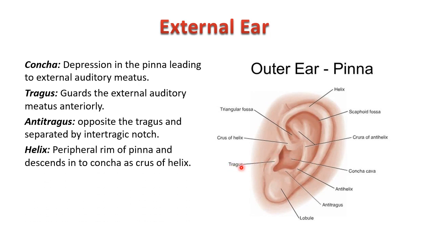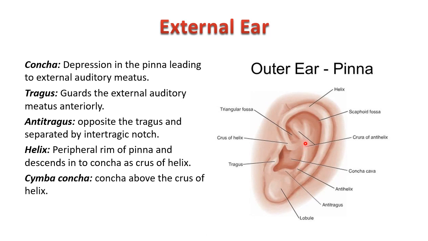Opposite the tragus, you have the antitragus, and these both are separated by the intertragic notch. Tragus, antitragus, and the intertragic notch. In front of the helix, you see another posterior part. You see, parallel to the front of the helix, another elevation which is called the antihelix.